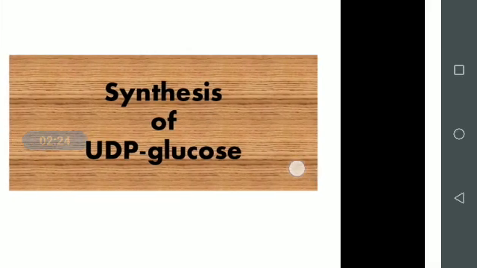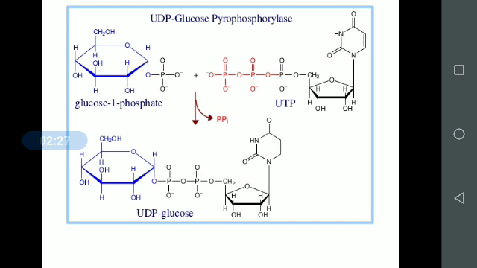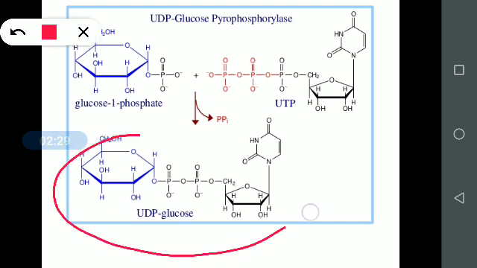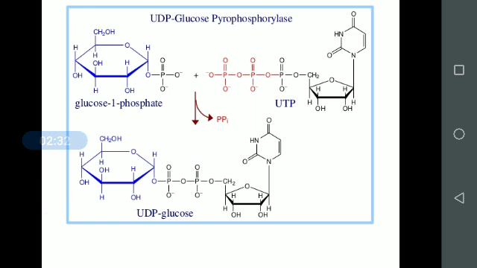Next, synthesis of UDP glucose. This is the UDP glucose structure, and this is how UDP glucose is formed. Here, this is UTP, uridine triphosphate, which consists of 1, 2, 3 phosphates. This is a nitrogen base and this is a ribose sugar.